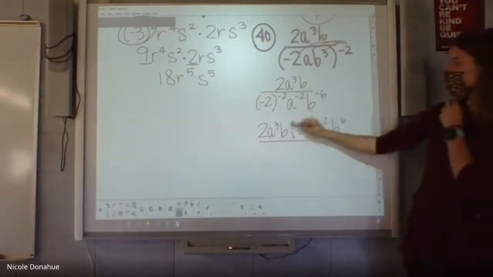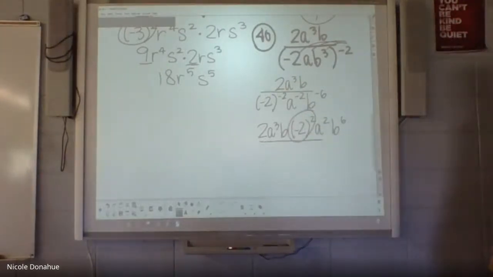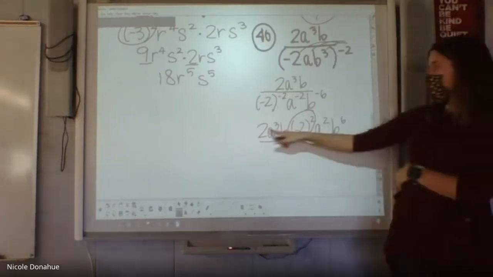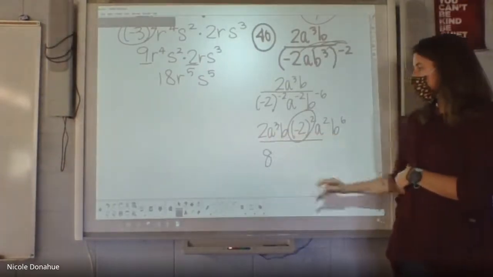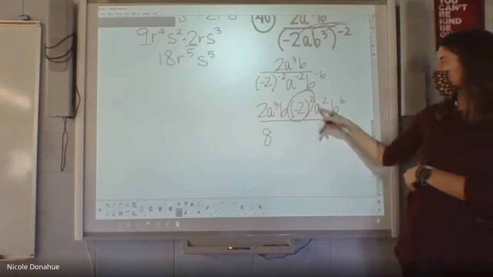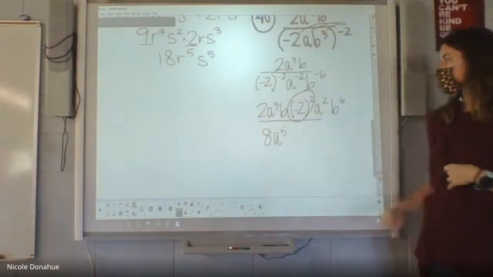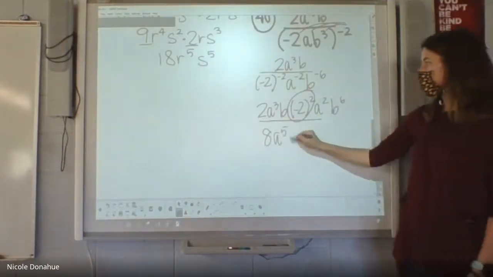Now careful, negative 2 to the second power is just 4. Negative 2 times negative 2. Then I have to multiply it here, so it'll be 8. A to the third times a squared is a to the fifth. B times b to the sixth is b to the seventh.